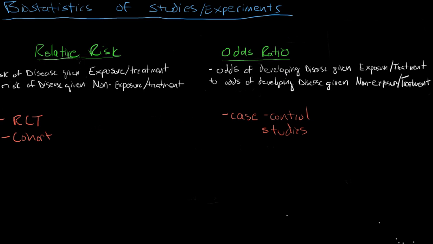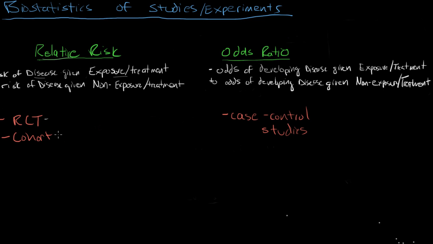A relative risk is the risk of a disease given an exposure or treatment compared to the risk of a disease compared to not being exposed to something or not being treated. On the other hand, the odds ratio is just the odds of developing a disease if you're given a certain exposure or treatment compared to the odds of developing a disease if you are not exposed to something or if you are not given a treatment.